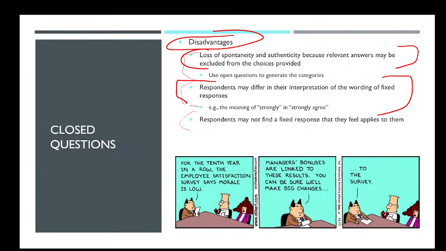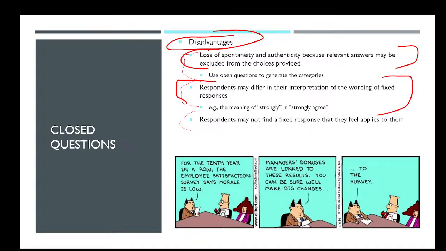Respondents might differ in their interpretation of the wording of fixed responses, right? What does strongly agree mean? How strongly do you have to feel about something? That might be different for me than it is for Reg, right? Which might be different than for Paula or Sasha, or Haley. We all have different ways of reading strongly agree.